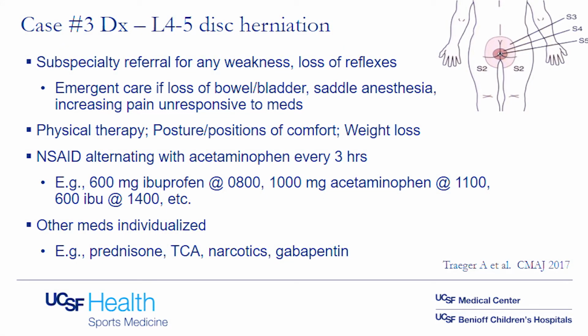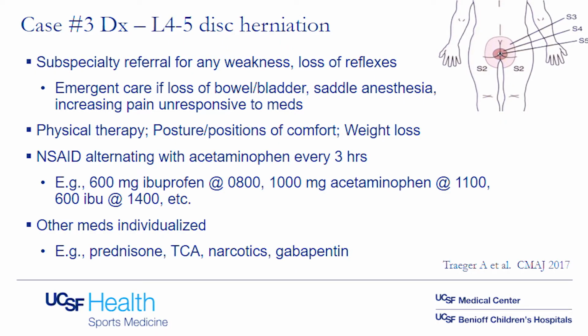Okay. So again, if there's any weakness or loss of reflexes, you can do a subspecialty referral. Emergent care for loss of bowel and bladder, saddle anesthesia like we talked about, and if it's increasing pain, unresponsive to medications. Physical therapy, posture is important, weight loss again. You can add a nonsteroidal, and what I do with someone who's in pain, I want to try to reduce or give minimal opioid use, but I'll alternate a nonsteroidal with acetaminophen every 3 hours.